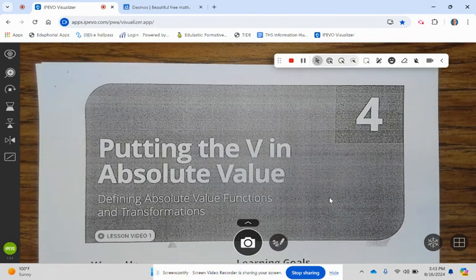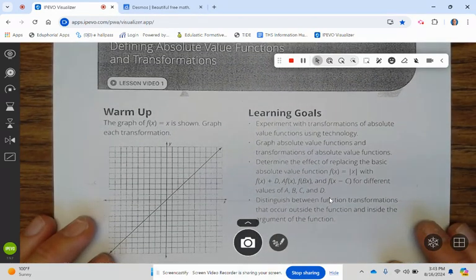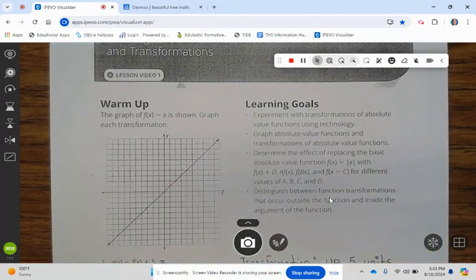Today we're looking at putting the V in absolute value. Defining absolute value functions and transformations. Warm-up. Graph f of x equals x is shown. Graph each transformation.